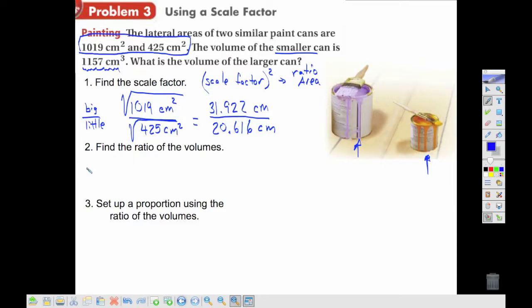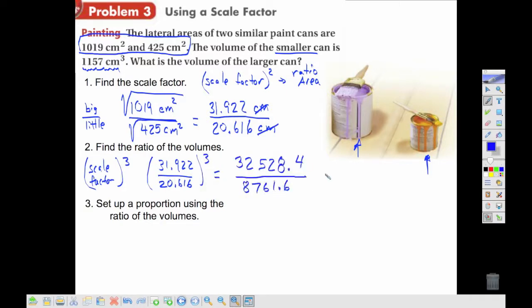Now if we want to find the ratio of the volumes, remember that our volumes would take the scale factor and cube them. So I'll take my scale factor from up here. I'm sort of canceling out the centimeters here. But what I want to do is cube this. And if I did leave the units, they would be centimeters cubed now, because they're cubed, but I want this as a proportion. Now I could also divide this and set it equal, but I'm going to leave it like this just so I can set up a proportion using the ratio of the volumes.